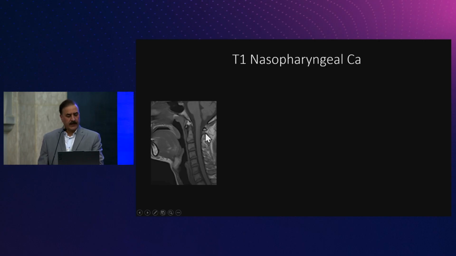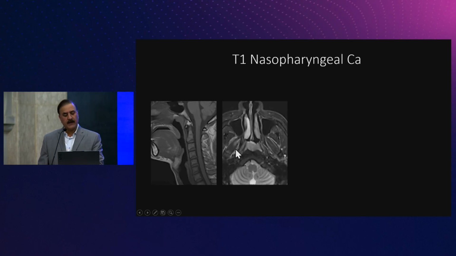So here you can see the sagittal image. There is some nodularity within the nasopharynx right there. You can see a difference there, more nodularity on the central and right aspect of the nasopharynx. This was a T1 nasopharyngeal carcinoma.